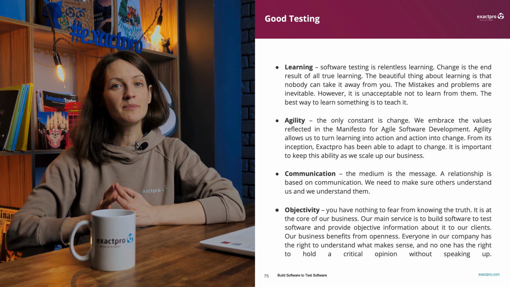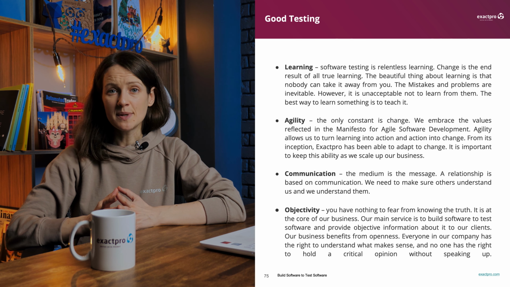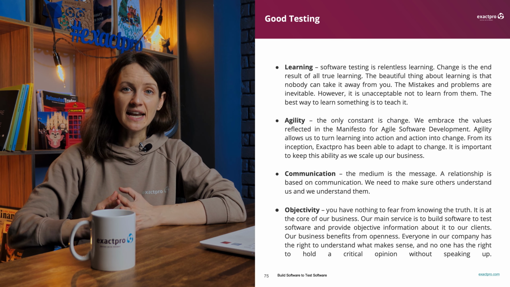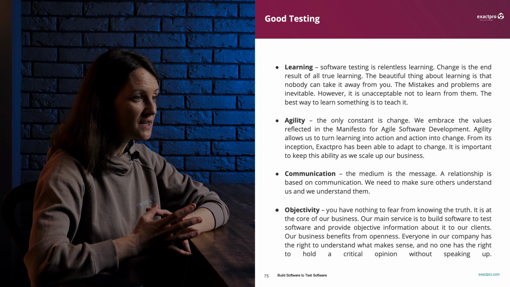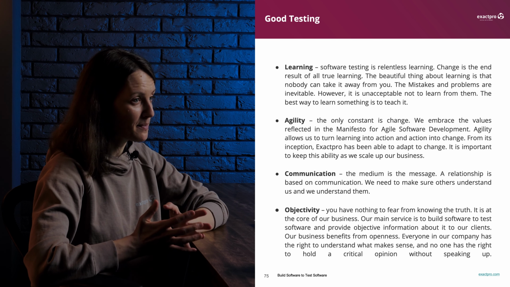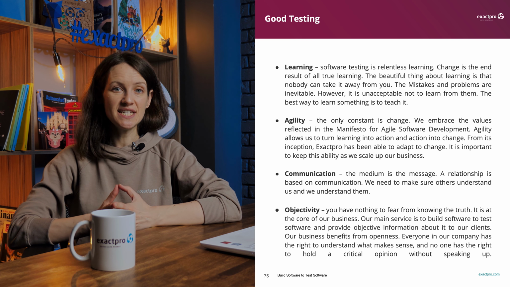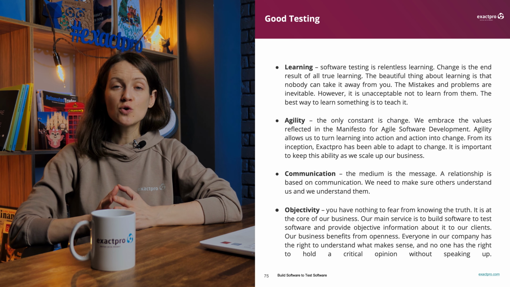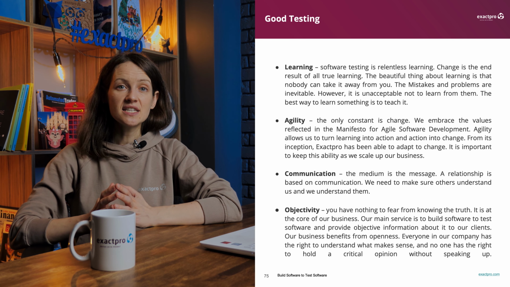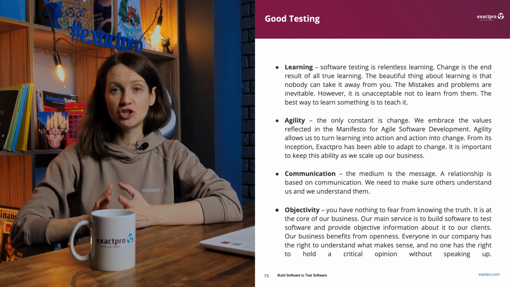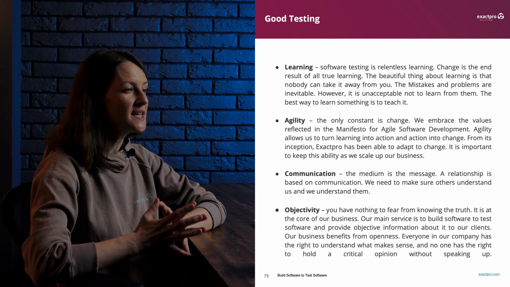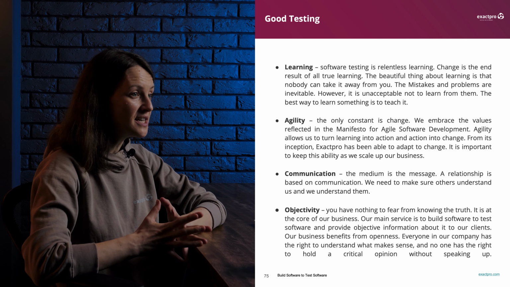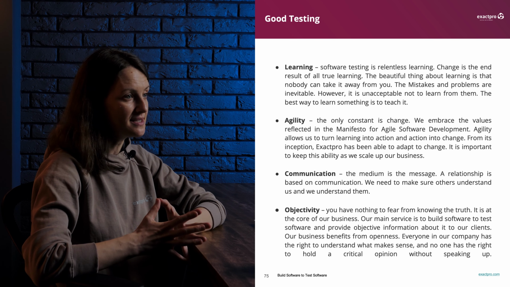The next principle is communications. We don't need some insider knowledge. We need information that can become the basis for making decisions and taking action. The ability to explain and understand is paramount. The last principle we teach is objectivity. Ray Dalio says it in his book that you have nothing to fear from knowing the truth. When you test, you receive information. If this information is not objective, if it has other motives, then it's bad software testing.